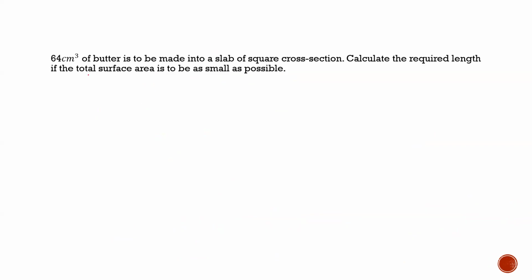And so you could have a question like this, which is more subtle in that it's not exactly obvious that you have to apply differentiation and knowledge of turning points. But once you realize that you want to make something as small as possible or as large as possible, it points to the fact that we have to do just that. I've been told that 64 centimeters cubed of butter is to be made into a slab of square cross-section. So something like this.